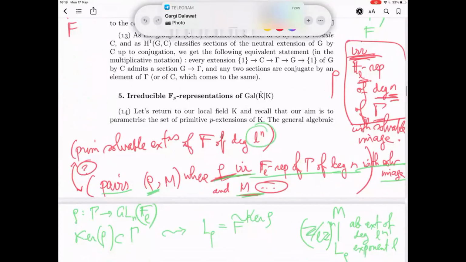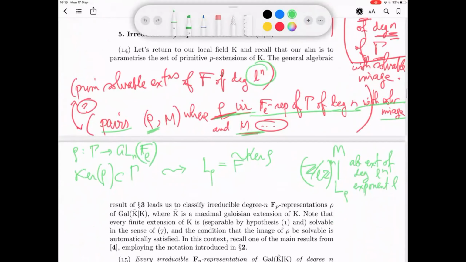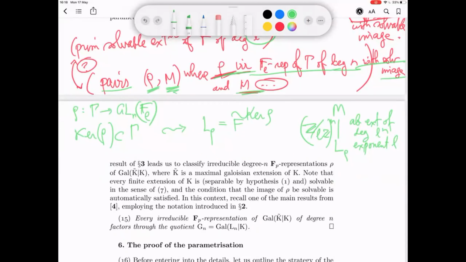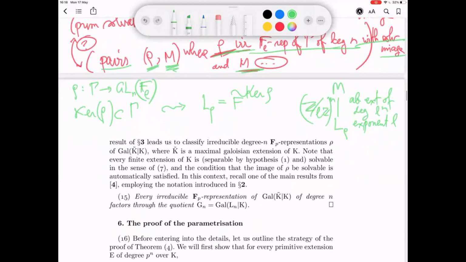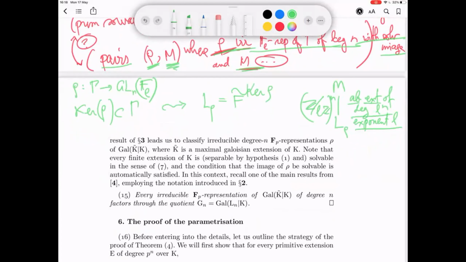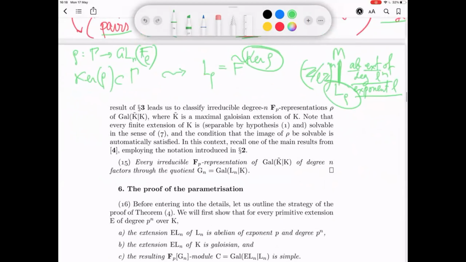L and n are fixed, right? So I've not yet fully told you what this M is supposed to be. I've told you that it's an abelian extension of degree L to the n and exponent L of the fixed field of the kernel of rho. But there are two very important conditions which this M has to satisfy. I'm not saying anything new here, I'm just recalling what we had done earlier.